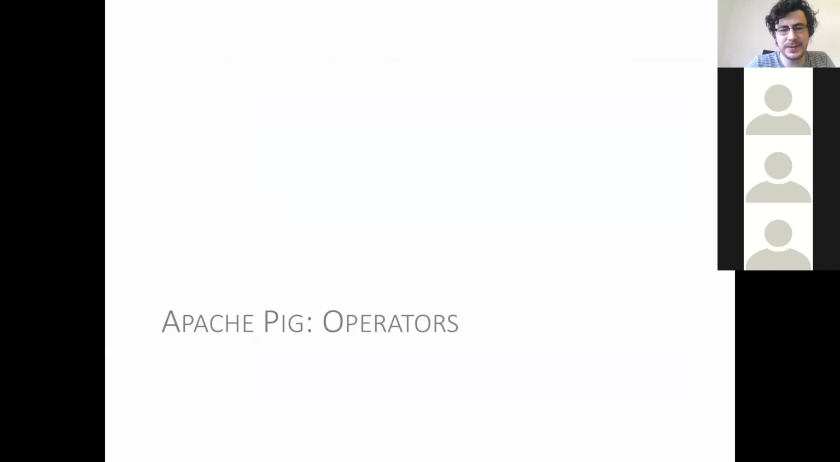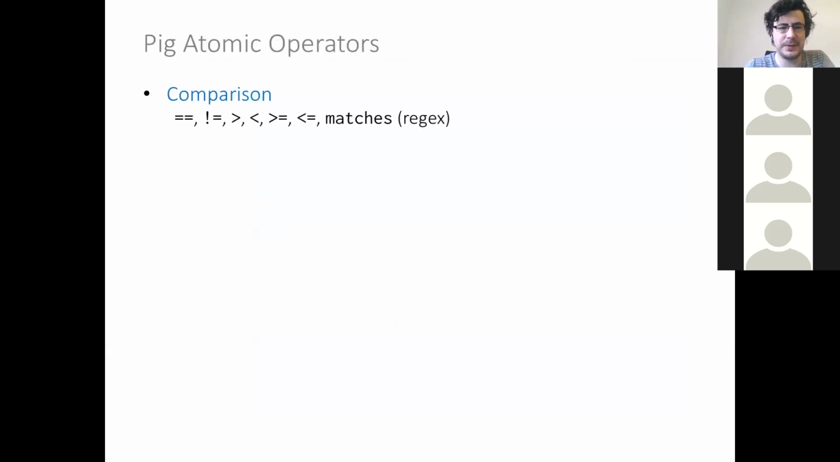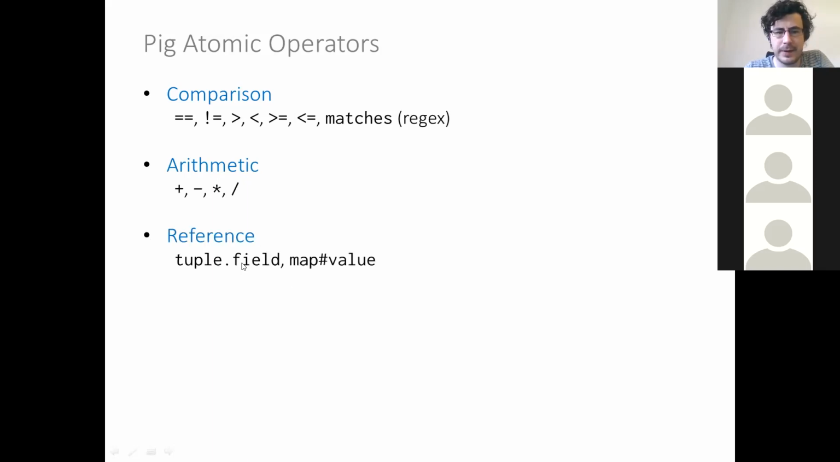Okay, so we'll talk about the operators briefly. In general, they're kind of intuitive, I guess. So for comparison, we can have equality, inequality, or not equals, or inequalities such as greater than, less than, greater than or equals, less than or equals, and we can do matches on strings based on regular expressions. We can also do some basic arithmetic at least. And we can have reference operators.